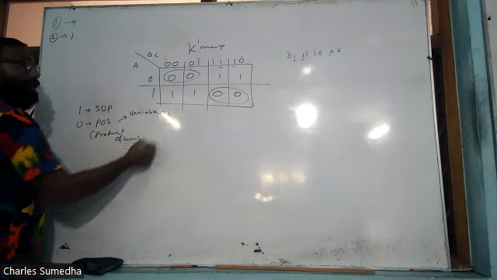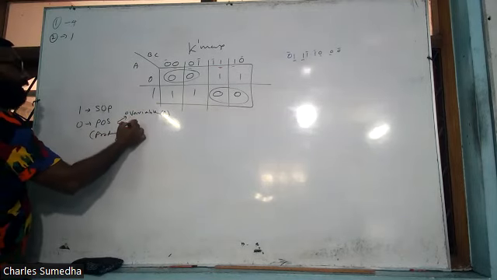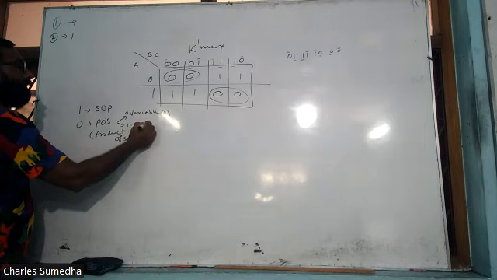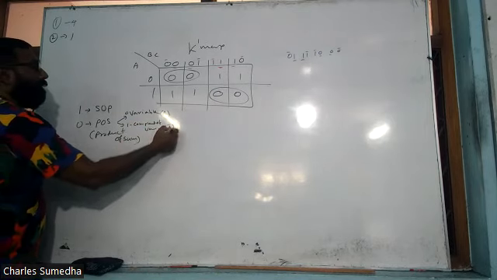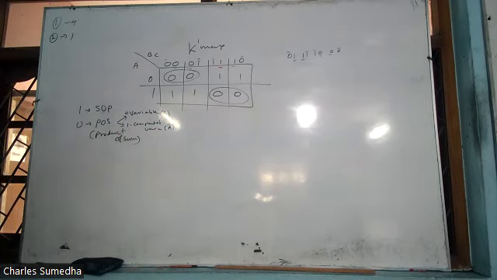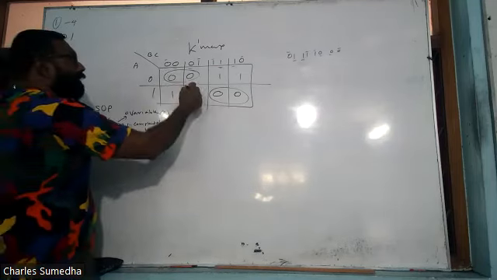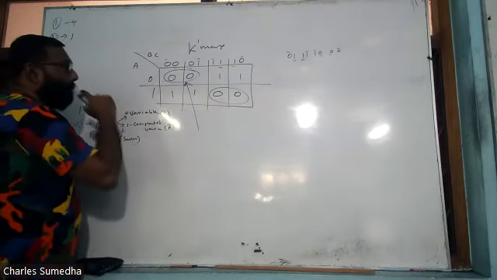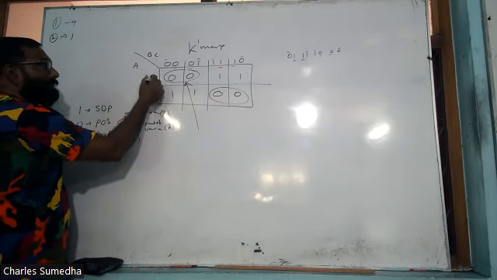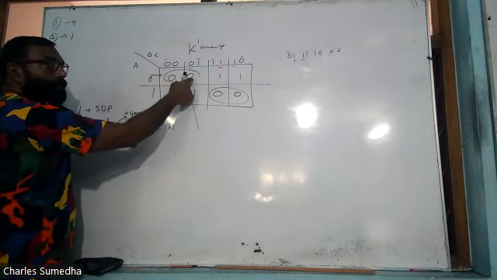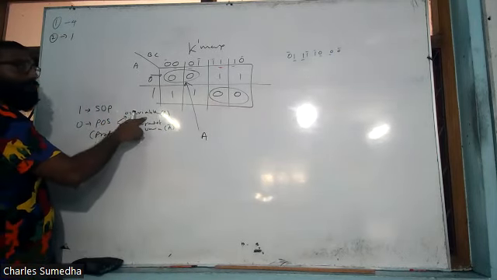For the zeros, we are taking the variable as it is, and if it is 1, we are taking the complement of the variable. Product of sum. So we are considering this one. This is 0, and this 0 is common to both, so I am taking this variable, that is A. By 0, we are taking the variable.